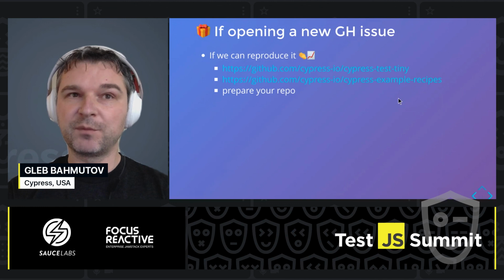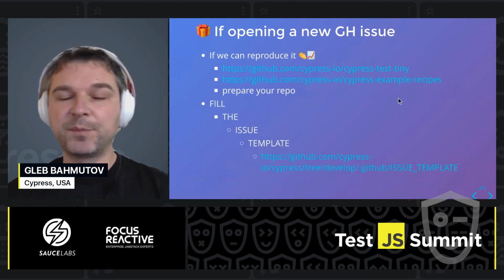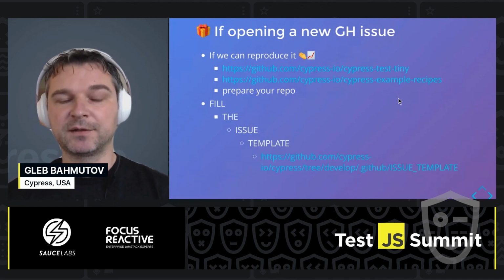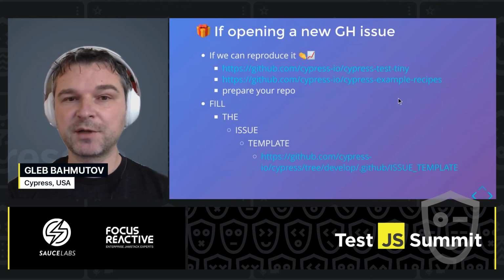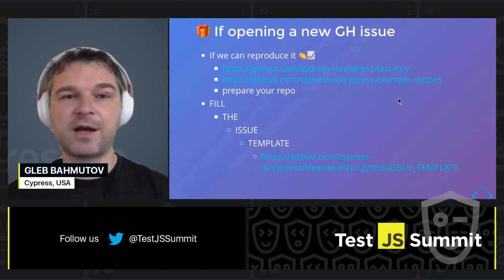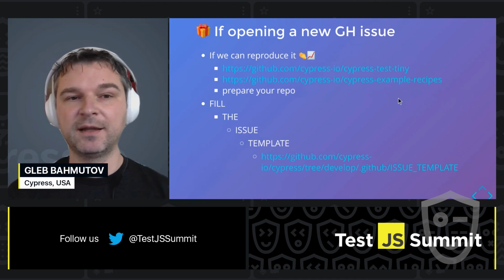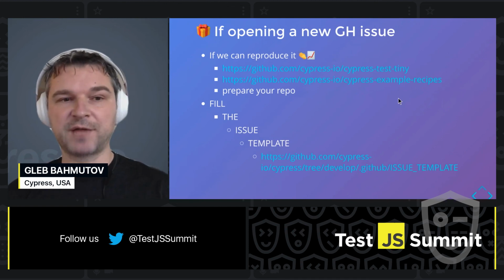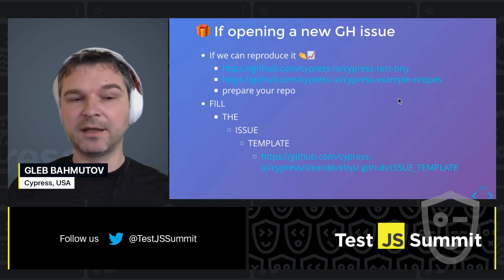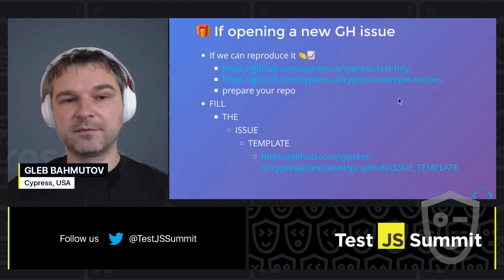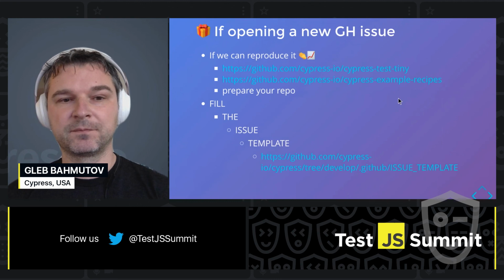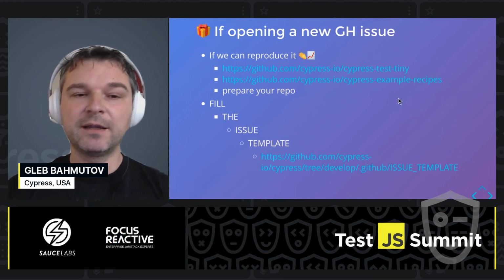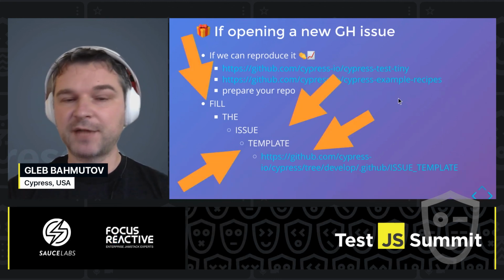Whatever you do, the most important thing is please fill in the issue template. Sometimes we get issues where we just see a screenshot or a piece of custom code that says it doesn't work. Doesn't work in what version of Cypress? What do you expect to see? Do you see any errors in the console? We have no idea. So please fill in the issue template.